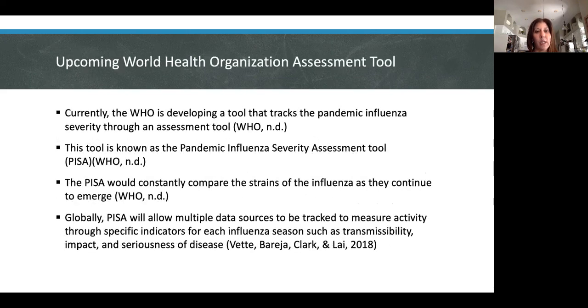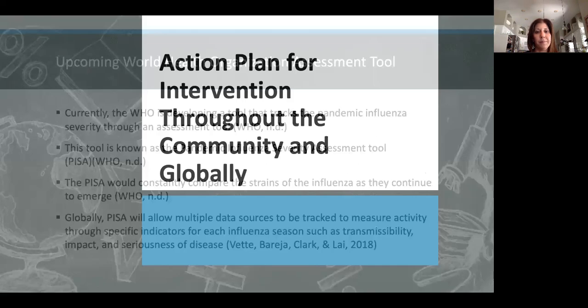So currently, the World Health Organization is developing a tracking tool that tracks pandemic influenza severity through an assessment tool. And this is known as the PISA, the Pandemic Influenza Severity Assessment Tool. That PISA would constantly compare the strains of the viruses that are continually emerging. So that is a better assessment tool that they're actually working on. So they're looking at transmission, global transmission.